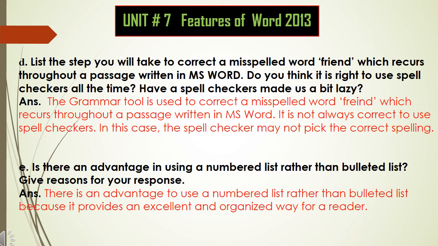Question number D. List the steps you will take to correct a misspelled word, friend, which recurs throughout a passage written in MS Word. Do you think it is right to use spell checkers all the time? Have spell checkers made us a bit lazy? Meaning, is the grammar tool doing the work properly or not? The grammar tool is used to correct a misspelled word, friend. For example, I have given here a wrong spelling of friend. So we have to check the complete paragraph for the word friend, and it will give us the correct spelling of friend.